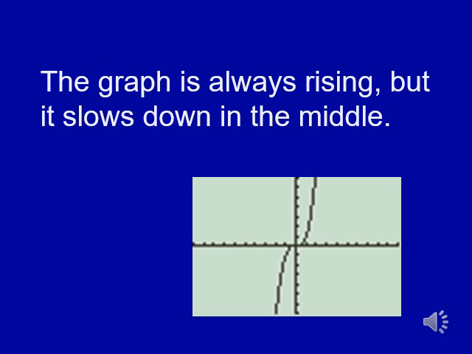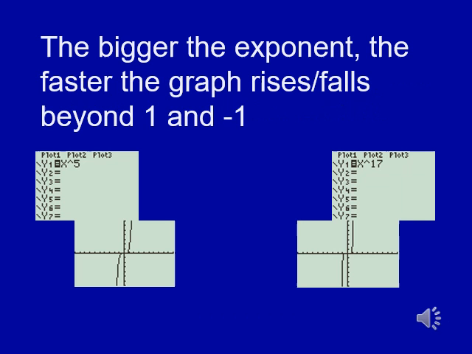Odd power functions have graphs that are always rising, they're always increasing, but they slow down and kind of flatten out in the middle. You go up really fast, you slow down right around the origin, and then you go up fast again. Just like with the even ones, the bigger the exponent is, the faster it's going to rise.